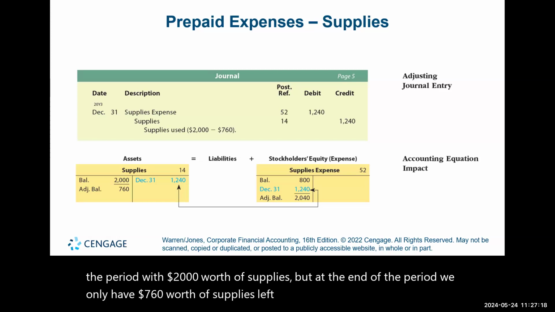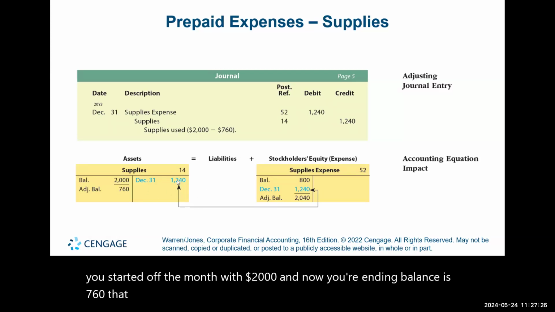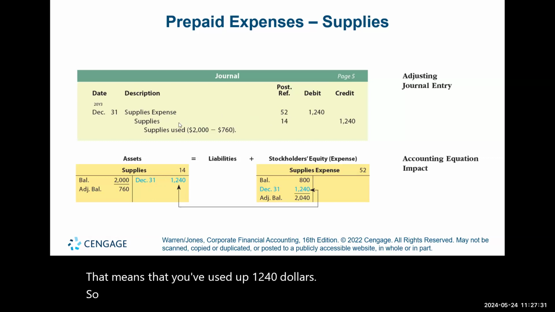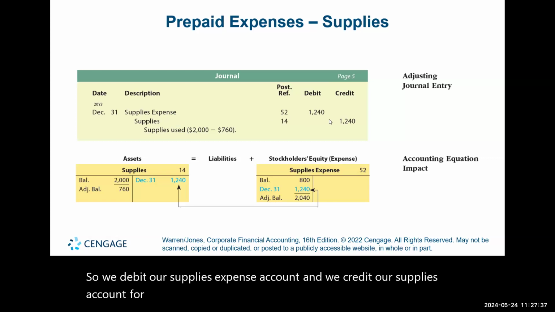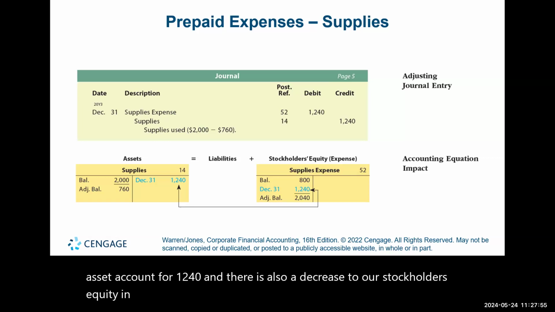So think of it like your bank account. You started off the month with $2,000, and now your ending balance is $760. That means that you've used up $1,240. So we debit our supplies expense account and we credit our supplies account for $1,240. So based on this entry, there is a decrease to our asset account for $1,240, and there is also a decrease to our stockholders' equity in the form of the supplies expense account.